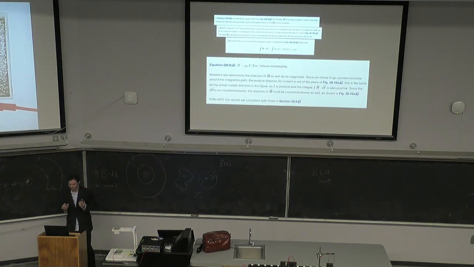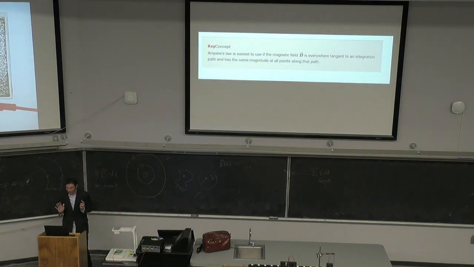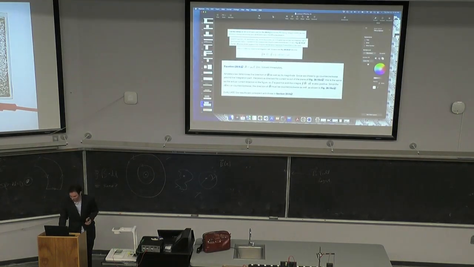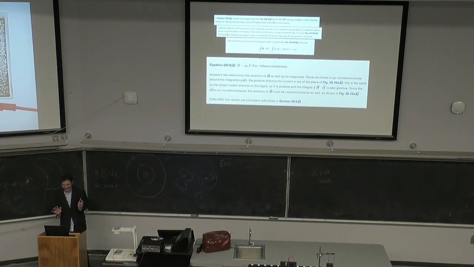Okay, so we pick an integration path, and then we use Ampere's law to get our result, mu naught I. And what we can say then is that B is mu naught I over 2 pi r. Since Ampere's law determines the direction of B as well as its magnitude, if we chose to go counterclockwise around the integration path, the positive direction for current is out of the plane. So this is the same as the actual current direction in the figure. So I is positive, and the integral B dot dl is also positive. So we have that the dls run counterclockwise, and then the direction of B must be counterclockwise as well.